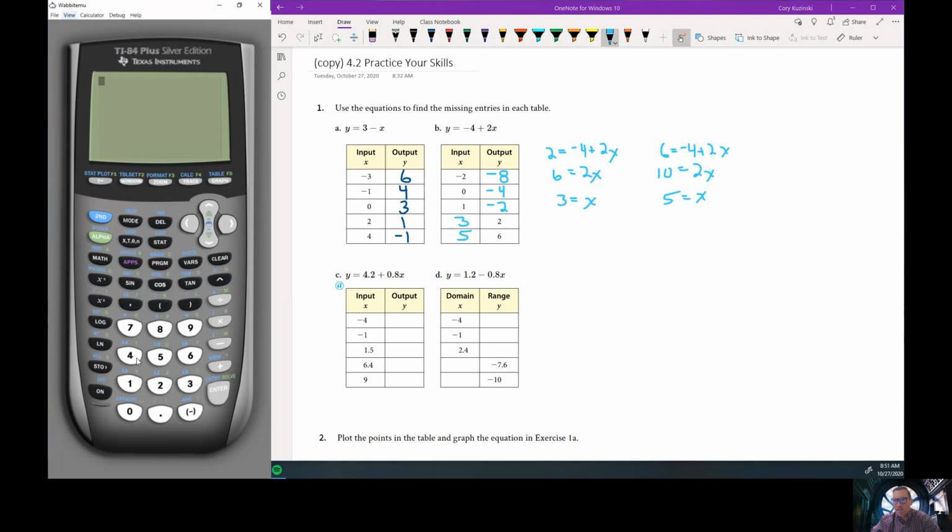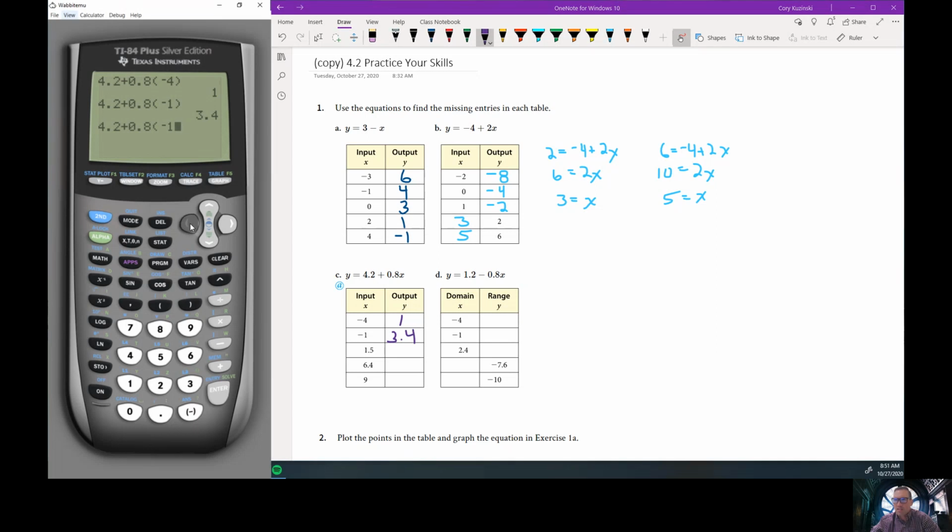Let's start using the calculator here, especially now that we've got decimals involved. Makes things a little bit tougher. So 4.2 plus 0.8 times x. X is negative 4, and that gives me an output of 1. If I just hit second enter, I can go back and change that negative 4 to a negative 1. That's 3.4.